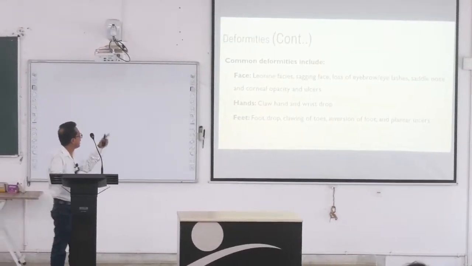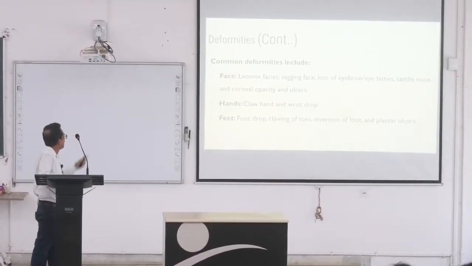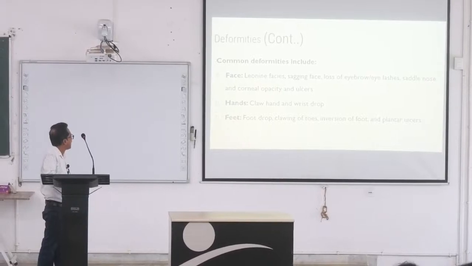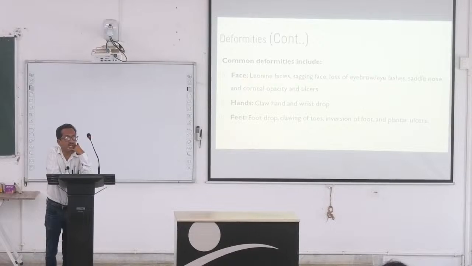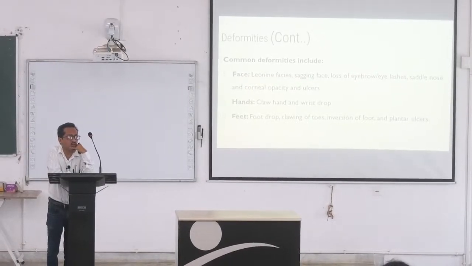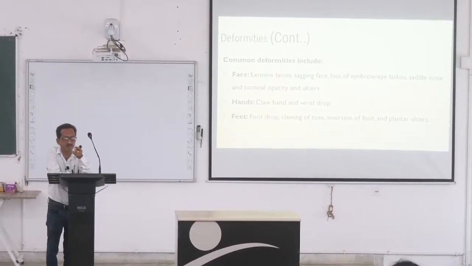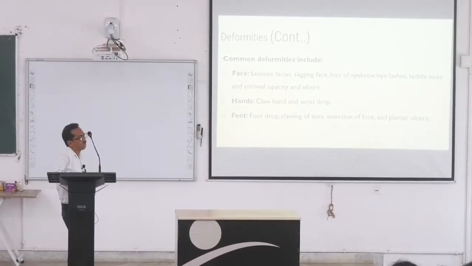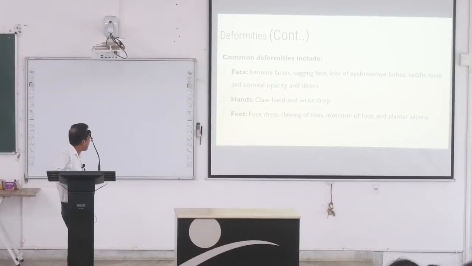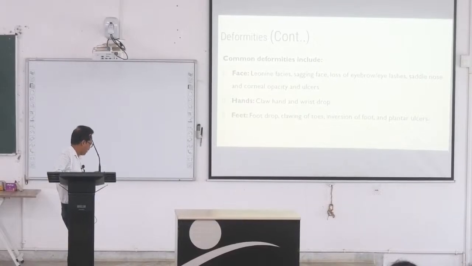Common deformities: leonine face, sagging of face or saddle nose deformity, loss of eyebrows and eyelashes, corneal opacity and ulcers. There may be claw hand due to loss of which nerve function? Ulnar nerve. So that leads to claw hand, and if it is the radial nerve, it leads to wrist drop. Foot drop is due to the posterior tibial nerve, with clawing of toes, inversion of foot and plantar ulcer. So these are deformities.